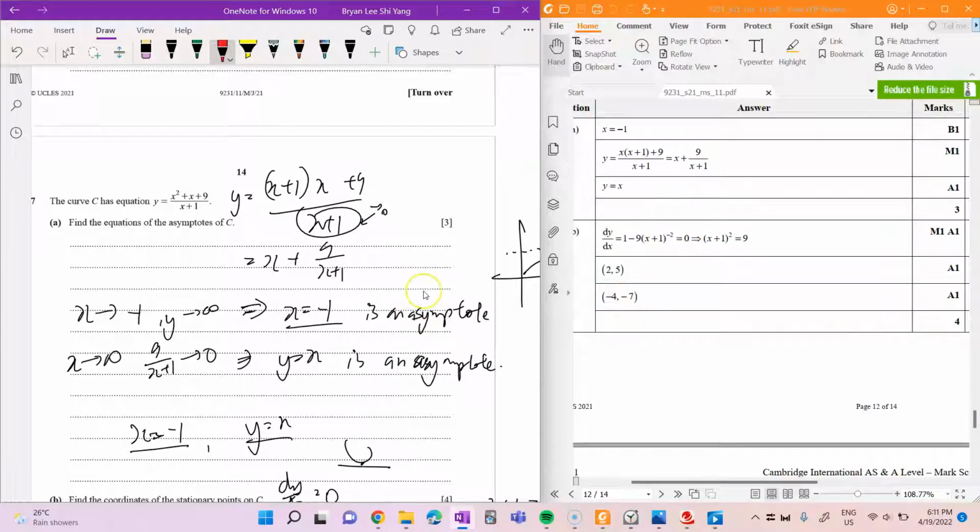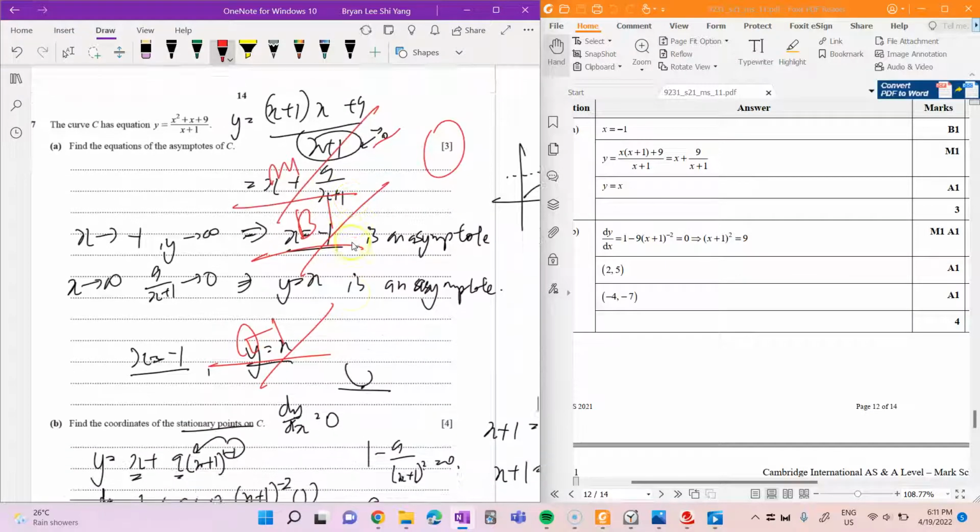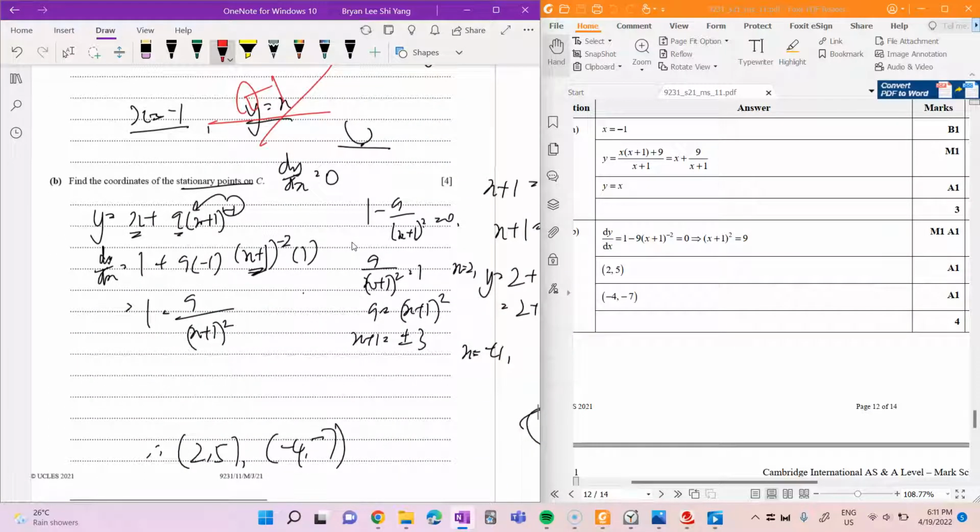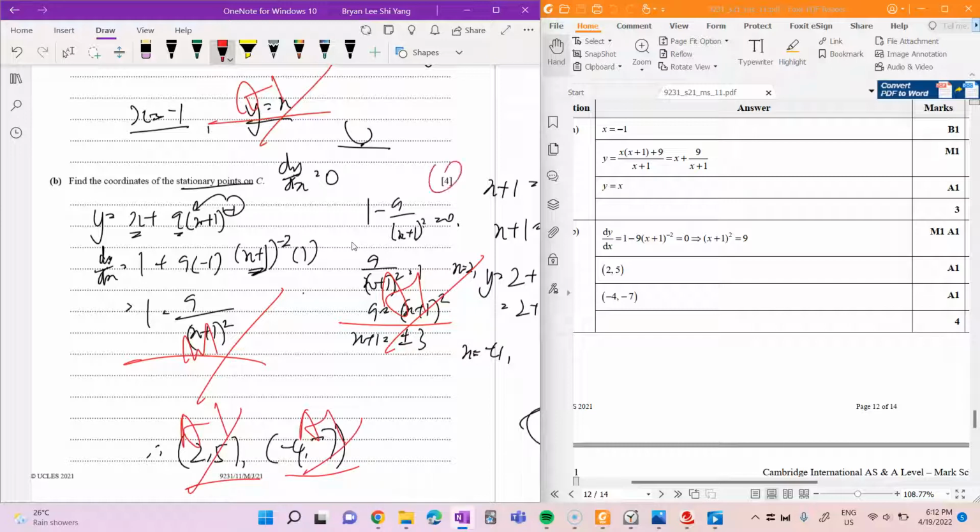So over here, one of the asymptotes is x equals -1, okay. And then y equals this whole thing. This is another method mark, and then the last one will be y equals x, so 3 marks here. dy equals this thing. This is M1 here. Then we have A1. Then we see these two, so A1 each, so 4 marks.